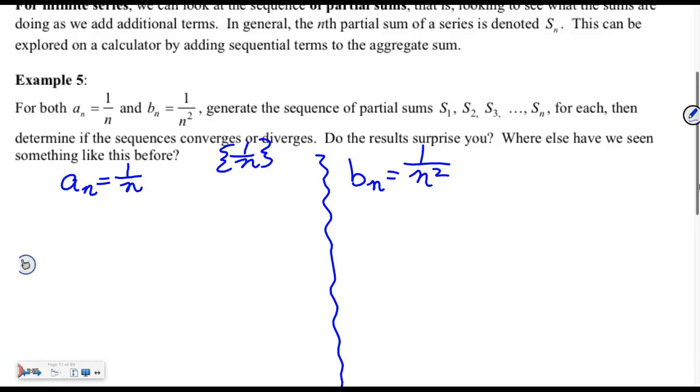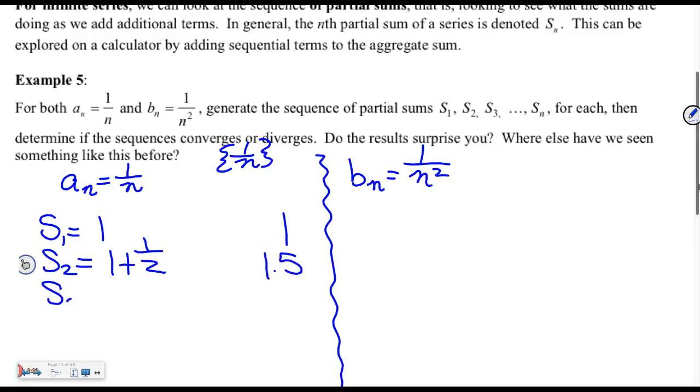When we talk about this series, we're going to start talking about what we call S sub 1, which is called a partial sum. It's called the first partial sum. It just means plug a 1 in and add it up, and it's still 1. So I don't need a calculator there. My second partial sum will be the first plus 1 over 2. So I'm just adding as I go. I'm doing an aggregate sum. I keep adding on the next one. I don't need a calculator for that either.